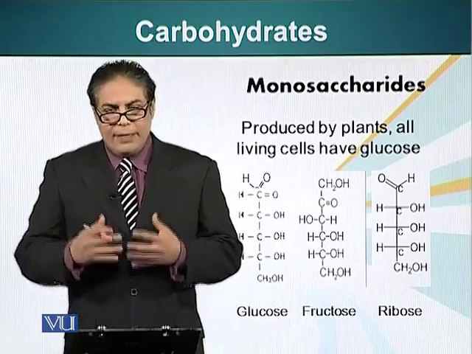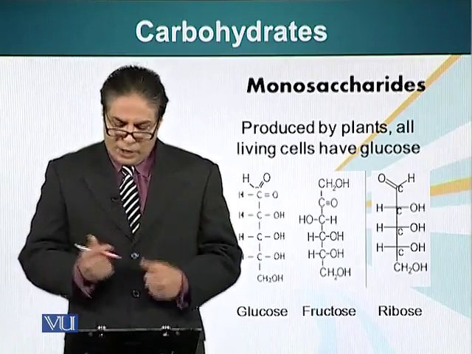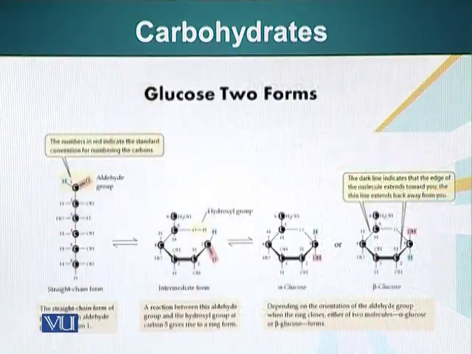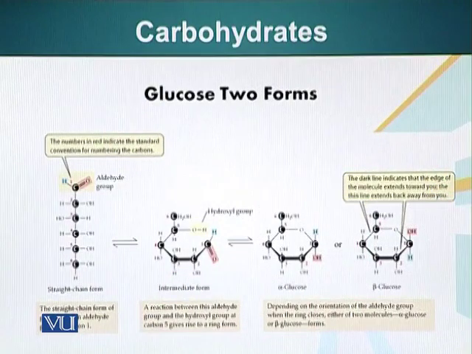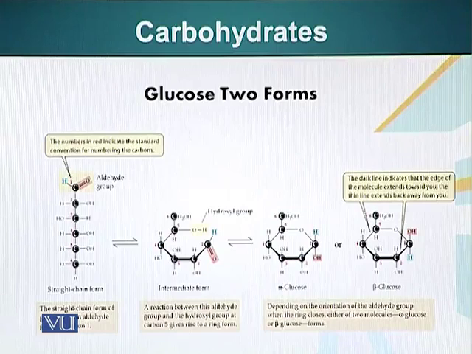However, in the cell, these molecules can become circular, and they exist predominantly in a circular form. We'll look at that too. Glucose, for example, can exist in 2 forms, the linear form, which I showed you earlier, and a circular form. When a glucose molecule becomes circular, it has 2 choices. Either it can adopt an alpha configuration or a beta configuration, depending upon the orientation of the aldehyde group when the ring closes. You will see the difference between these 2 molecules.